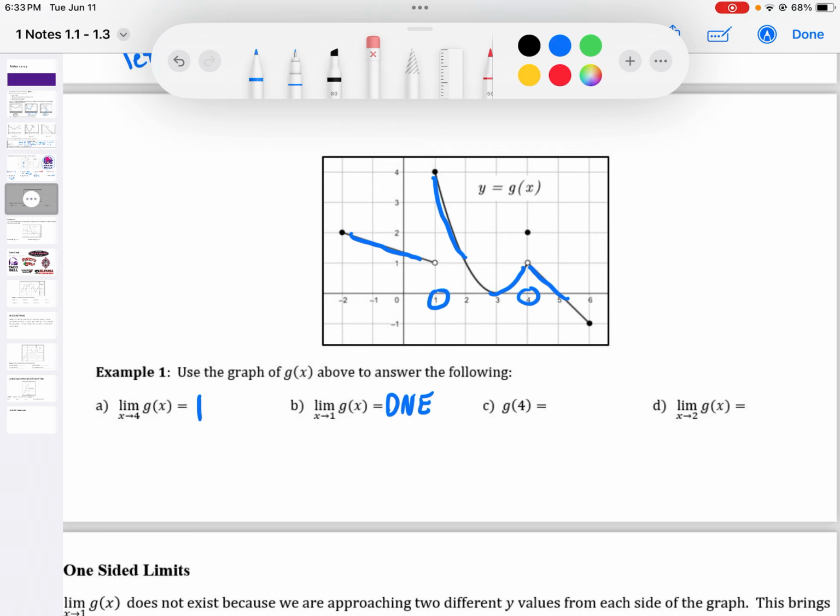g of 4 is just the function value at 4. So if I plug in 4, what would I get? I would get 2. And the limit as x approaches 2 of g of x, so here's 2. What's the y value as you come from the left and from the right? It would be 1.